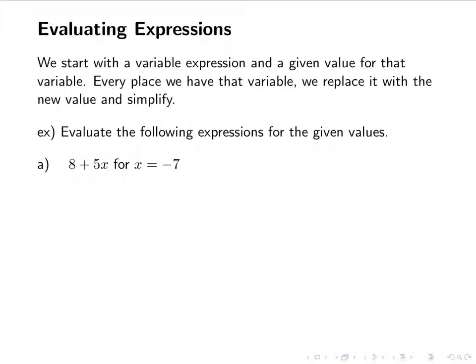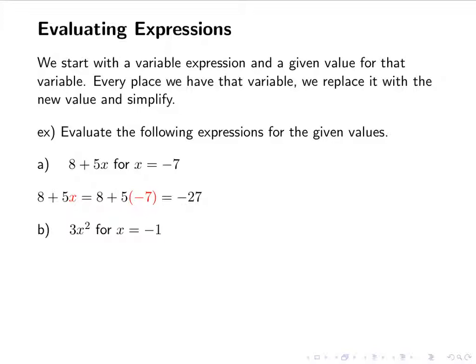So 8 plus 5x, and we want to evaluate that for x equals -7. So we have an x, that's our variable. I put it in red so we can see where it is. And then I'm going to replace that with -7. So 8 plus 5x becomes 8 plus 5 times -7. And that gives us -27.